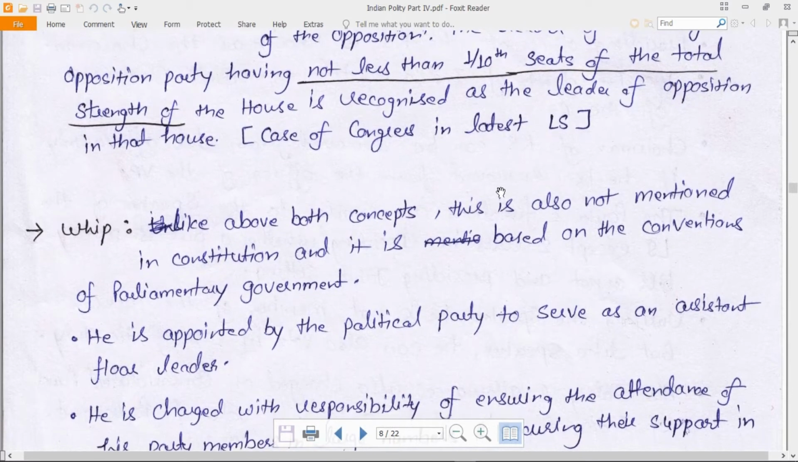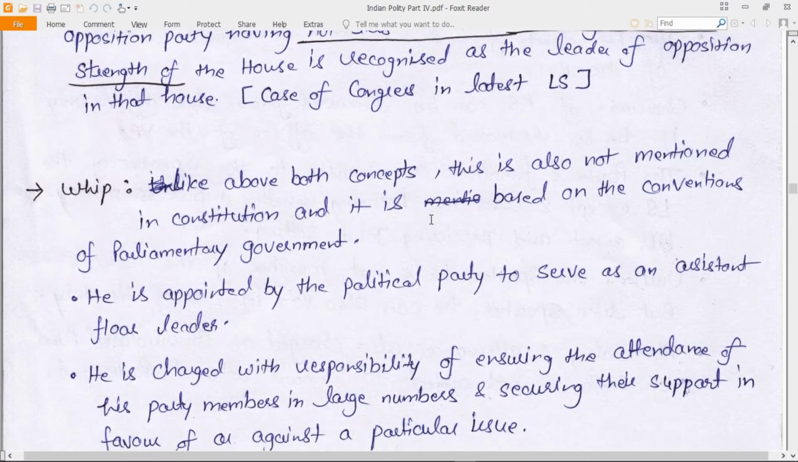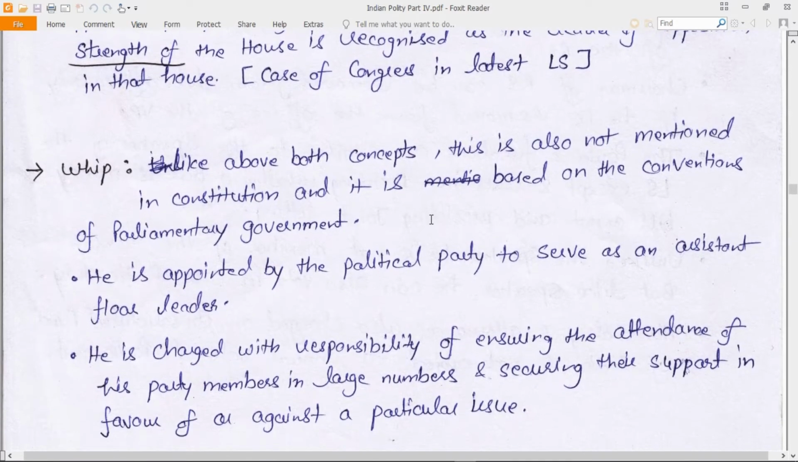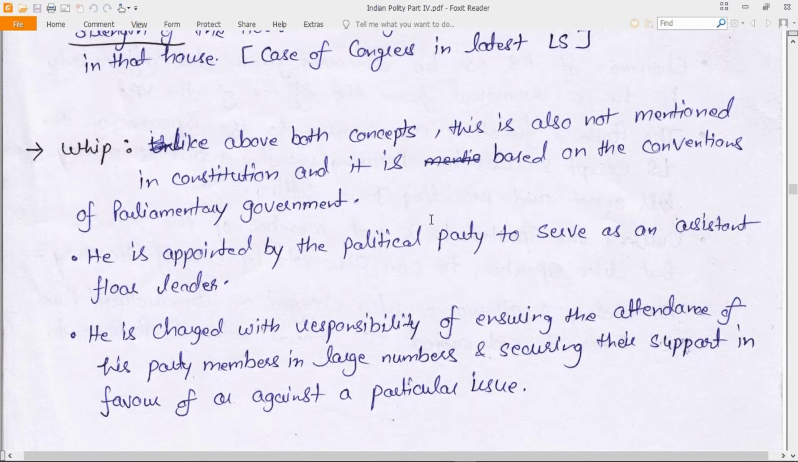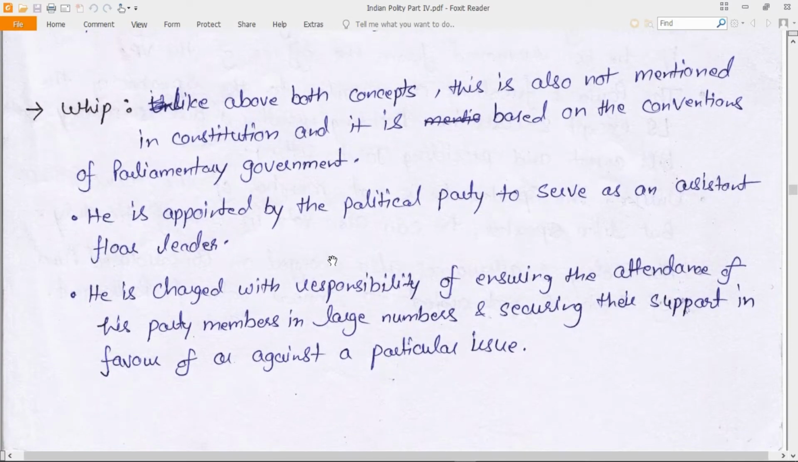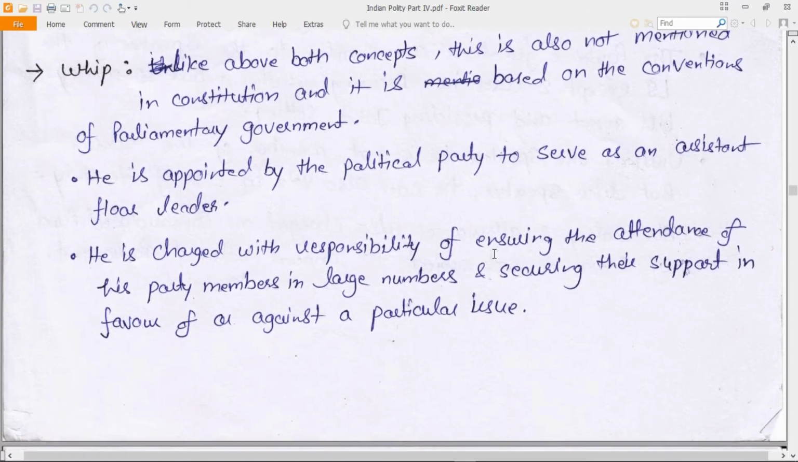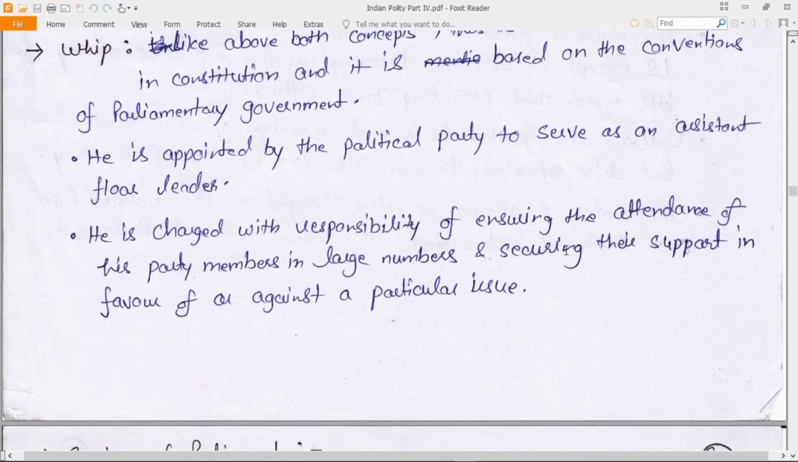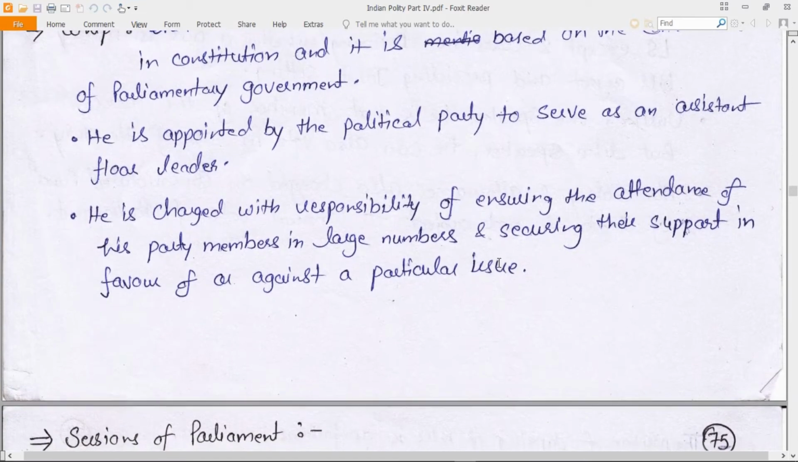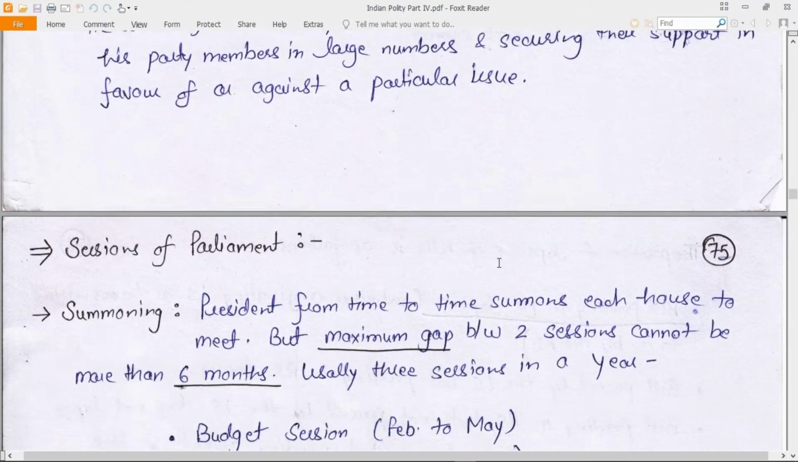Now, what is a whip? Unlike the above two concepts, this is also not mentioned in the Constitution and it is based on the conventions of parliamentary government. He is appointed by a political party to serve as an assistant floor leader. He is charged with the responsibility of ensuring the attendance of his party members in large numbers and securing their support in favor of or against a political issue.